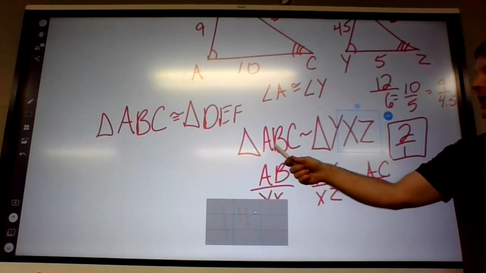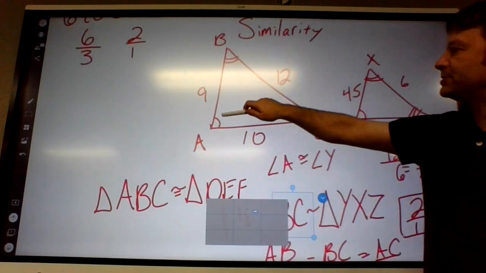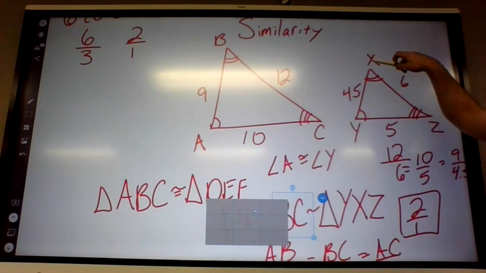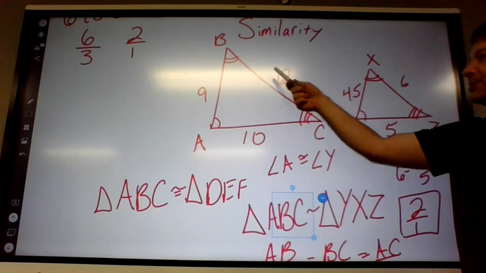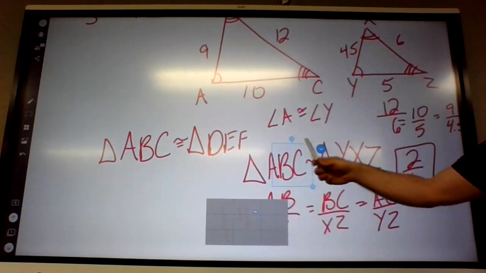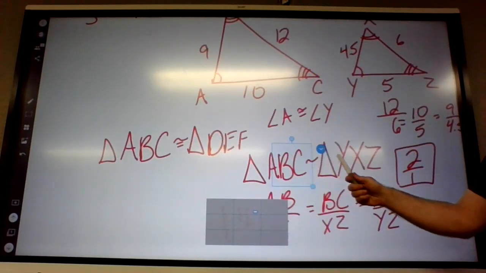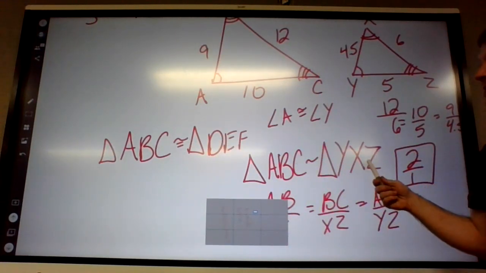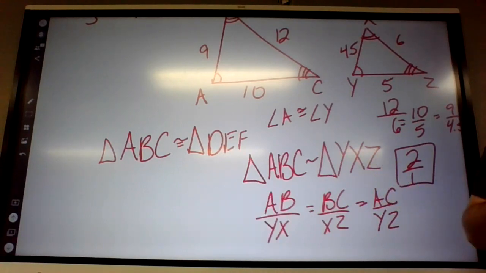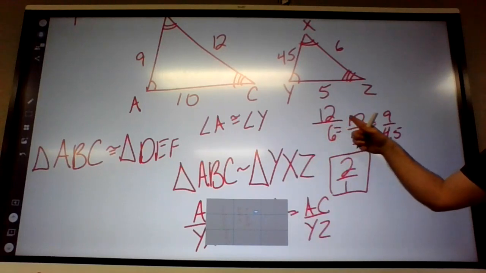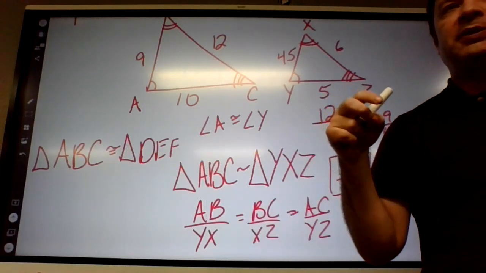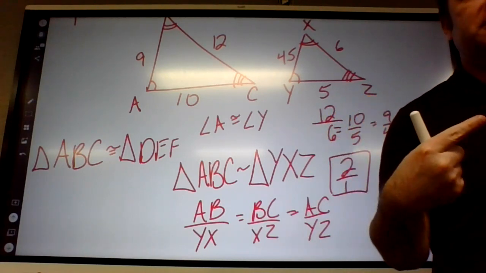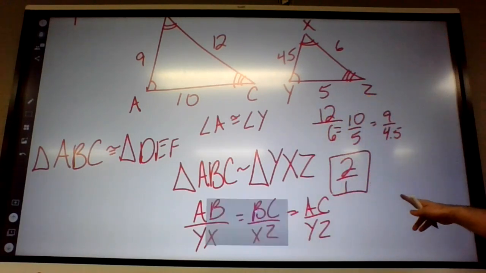Okay, so AB over YX, the ratio of those two sides should match the ratio of these two sides, should match the ratio of these two sides. You can tell just by looking at the picture what the matching sides are. When you have a bunch of equal ratios, or just two equal ratios, it's called a proportion. So if you say something is proportional, that just means the ratios are equal.